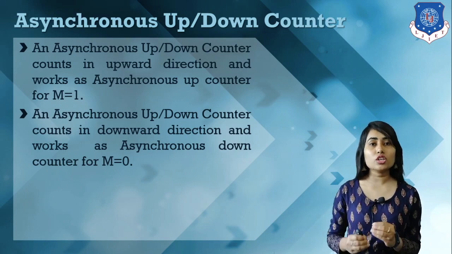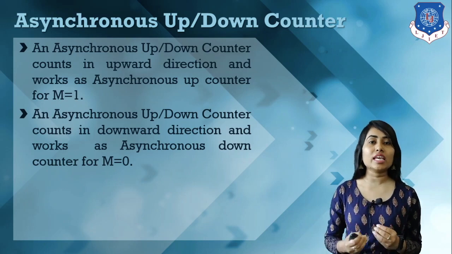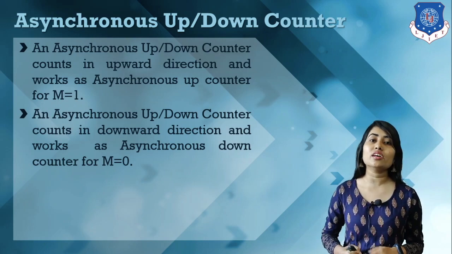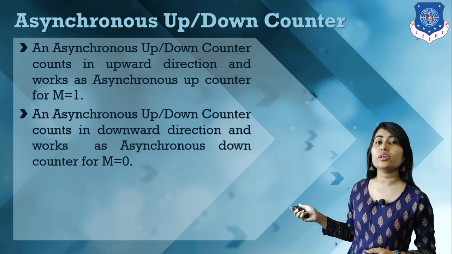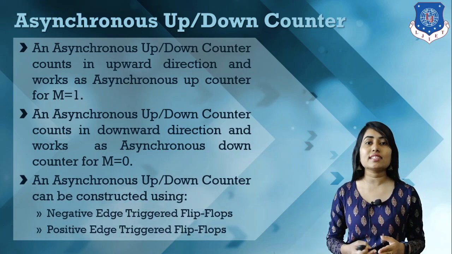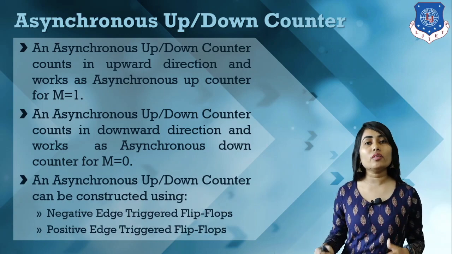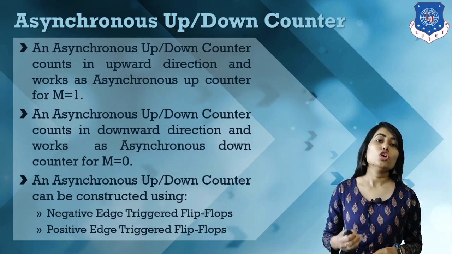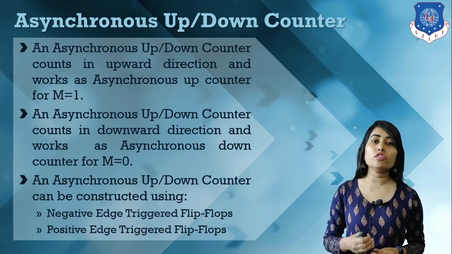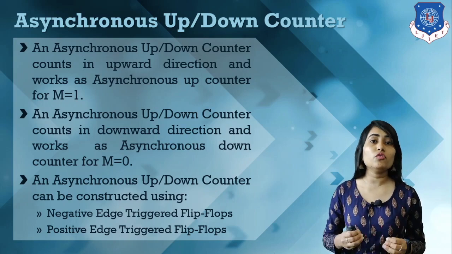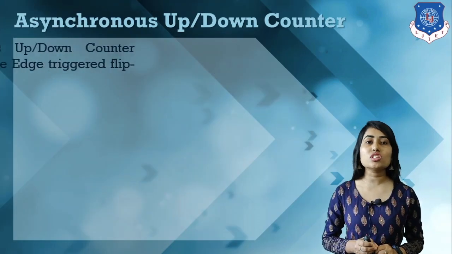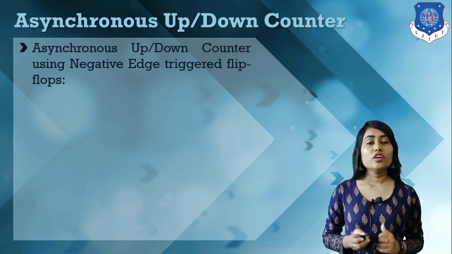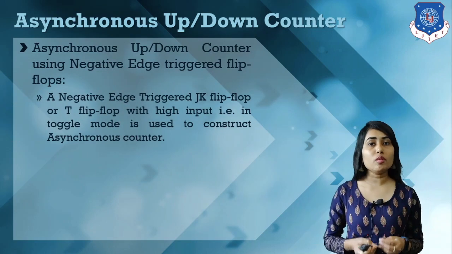So using this one mode signal we can count either in upward or downward direction. To design an asynchronous up and down counter, we have two types of flip-flops, either negative edge triggered flip-flop or positive edge triggered flip-flop. Using either of them, we can construct the counter. So let's first discuss the asynchronous up and down counter using negative edge triggered flip-flop. Here we have a negative edge triggered flip-flop with high input.